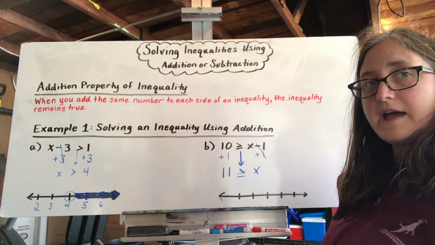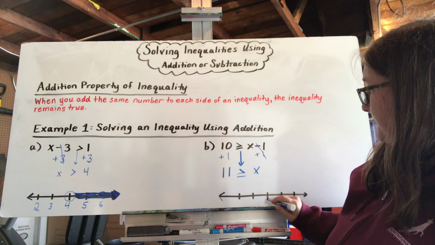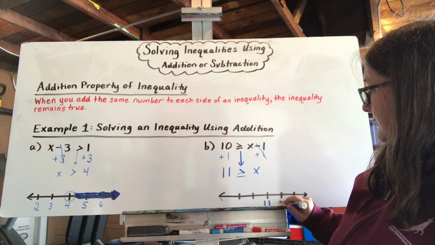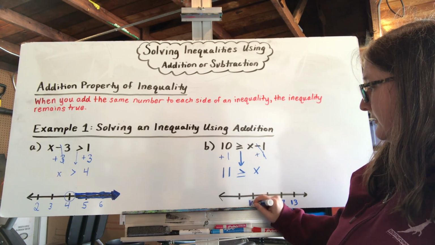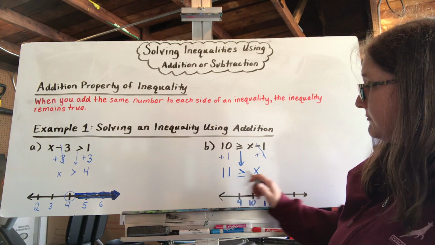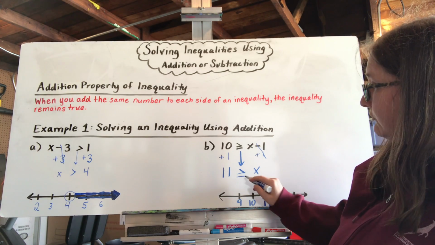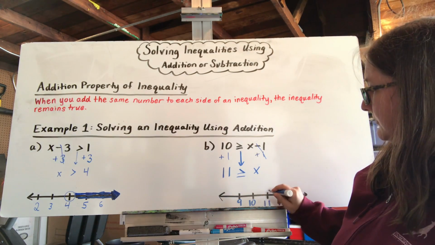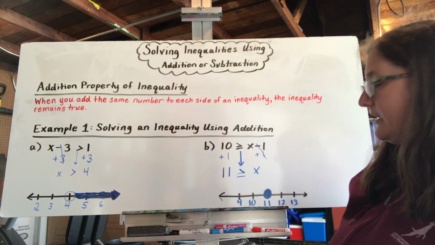So in this case, I have 11 is greater than or equal to x. I'm going to put 11 on my number line and a few numbers larger than 11 and a few smaller than 11, but 11 is where my circle is going to go because that's the number I'm directly comparing to x. In this case, I'm going to do a closed circle because I see it can be equal to 11. So I'll put my circle there and close it up.